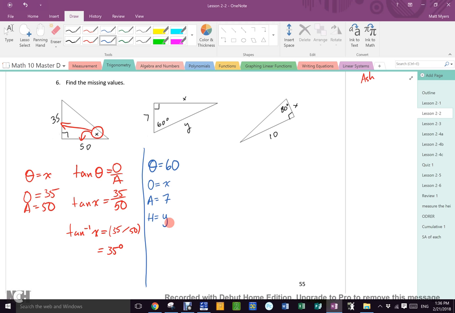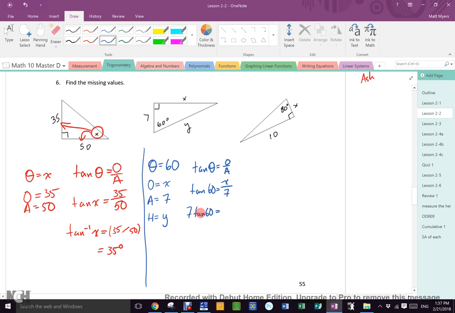All right. So, what do I know? Tan theta equals O over A. Write it out. You can't do it wrong. Tan of 60 equals X over 7. Numbers on the bottom, what math do you do? Times. 7 times tan 60.